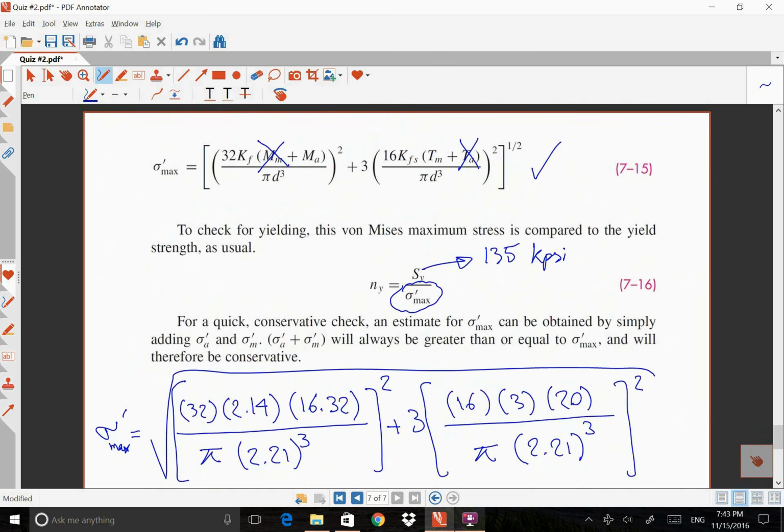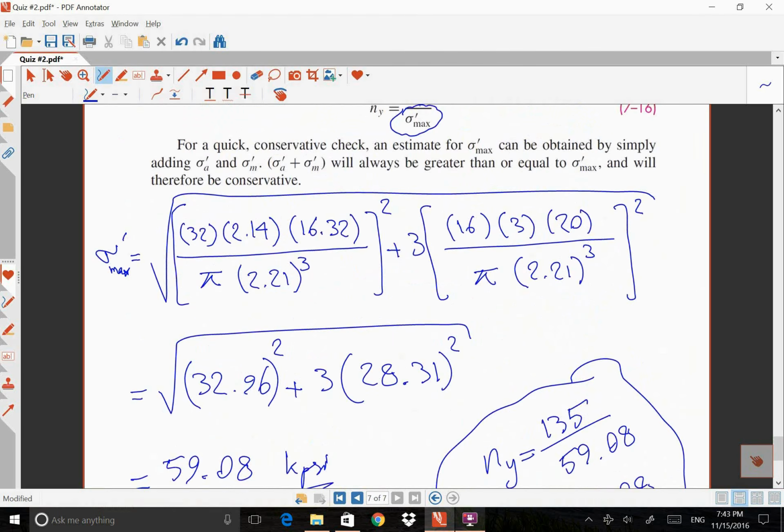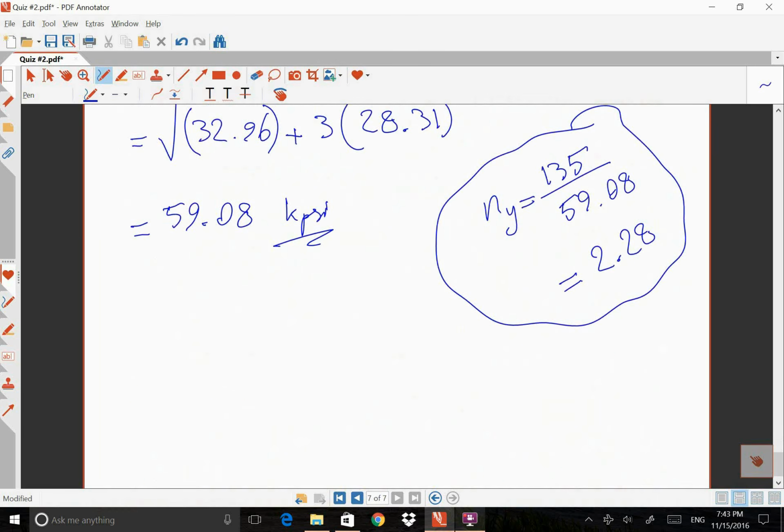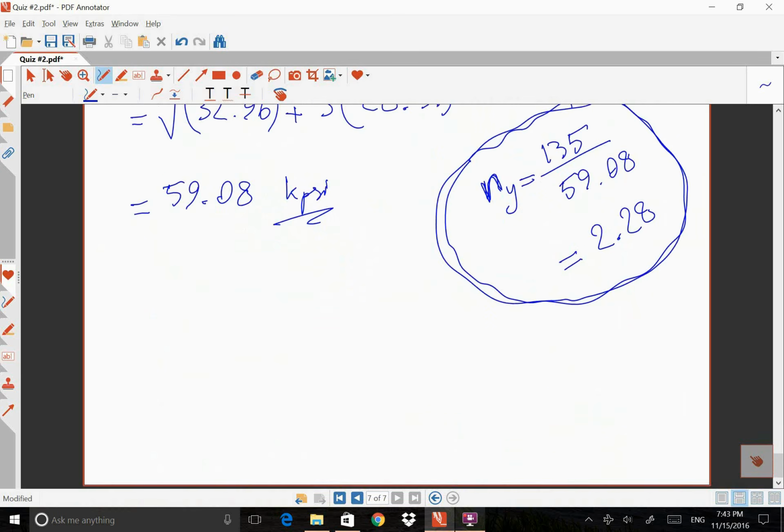But if you wanted to have a quick check, instead of finding this big fraction here, you could just assume that sigma max prime equals sigma a prime plus sigma m prime, and in that case you would find another n. But because that's more conservative than this one, we are okay, so we shouldn't be worried. That's just for a quick check. So for a quick check you could also use this method here. Okay, thank you.